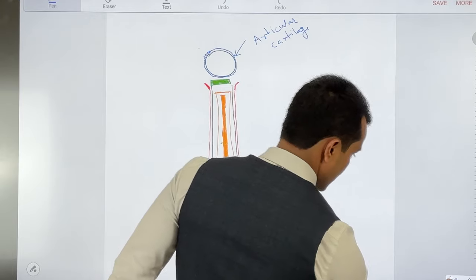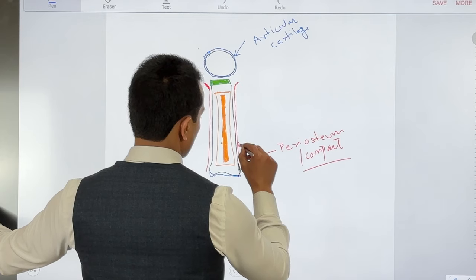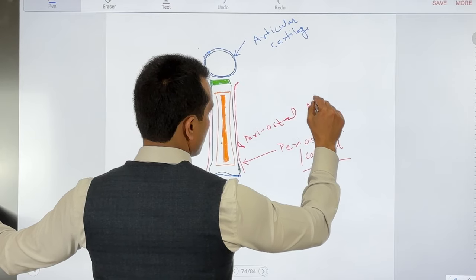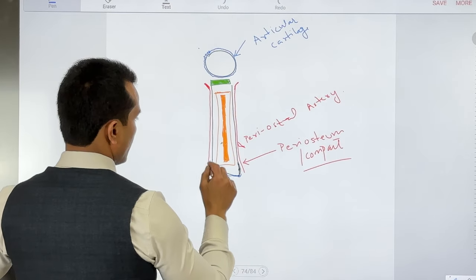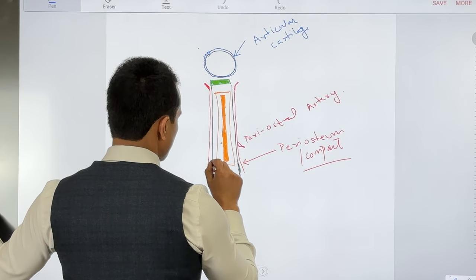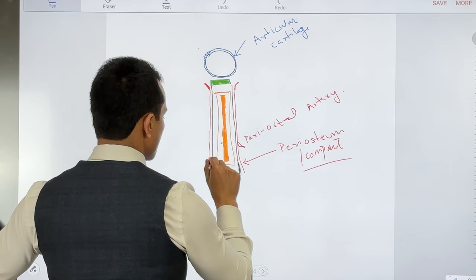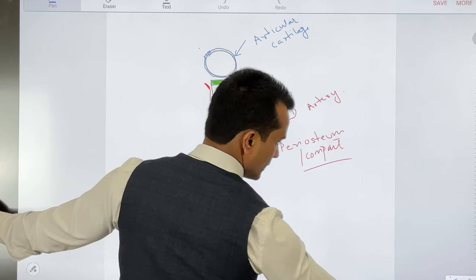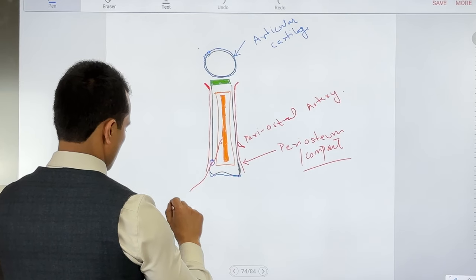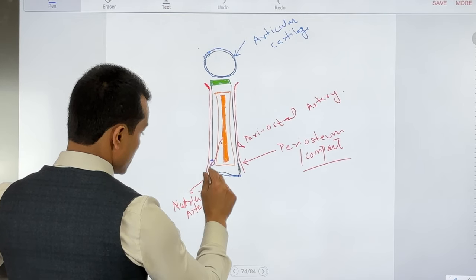So how are the periosteum and yellow marrow receiving their blood supply? The periosteum will receive the blood supply through which artery? Through the periosteal artery. So remember the name, periosteal artery. The artery which is entering inside the medullary cavity and supplying blood to the yellow marrow is called the nutrient artery. So here is your nutrient artery. You can write the name nutrient artery, and it's entering through the nutrient foramen.